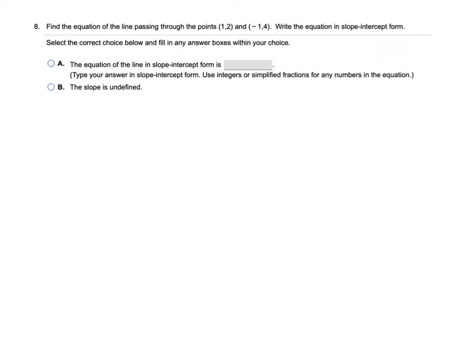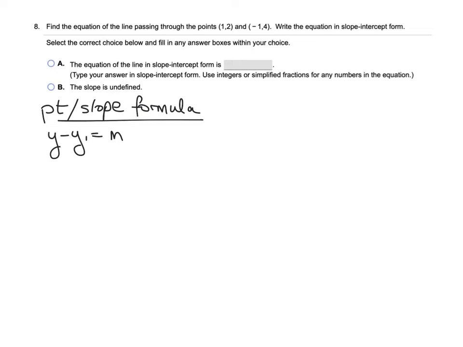Okay, number 8, find the equation of the line passing through the points. Write the equation in slope-intercept form. So for this, whenever they ask you to find the equation of the line, we use the point-slope formula, and that is y minus y1 equals m times x minus x1. Now, m, of course, is the slope. And then the point x1, y1 is the point that you're going to use. So basically, you need a slope and you need a point in order to find the equation of a line.